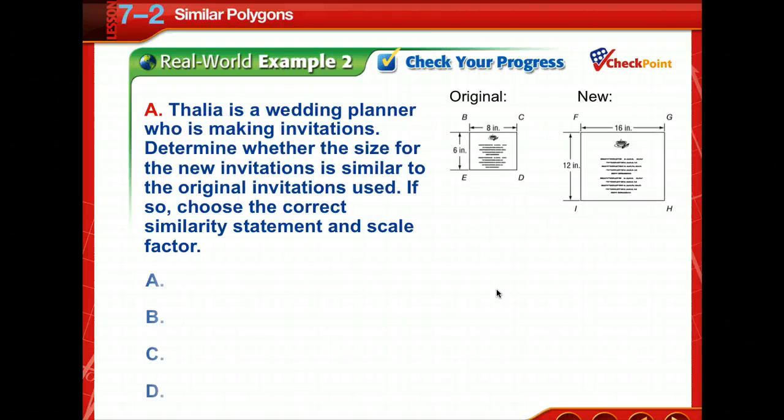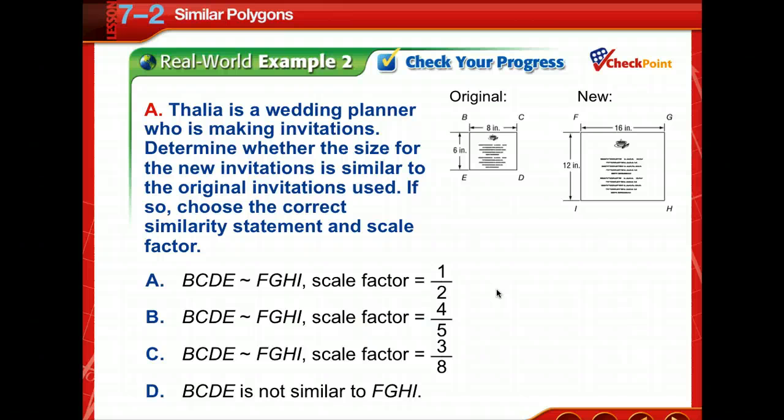Okay, let's check your progress. Looking at these two wedding invitations. We've got rectangles, so we know that the angles are all the same size. Now let's look at our scale factor. Pause for a moment, look at the scale factor and tell me, are they similar, and what is the scale factor? Did you get a scale factor of 1/2? 8 over 16 and 6 over 12 are both proportional. They both have a scale factor of 1/2. So BCDE is similar to FGHI.